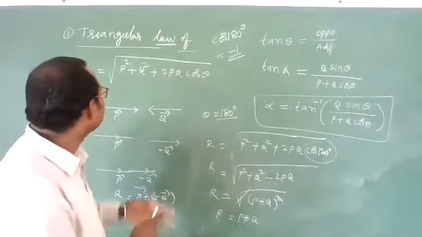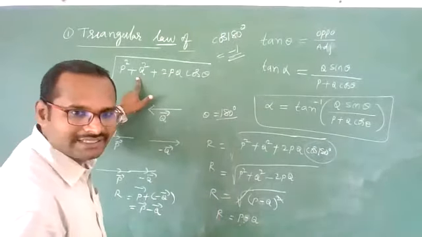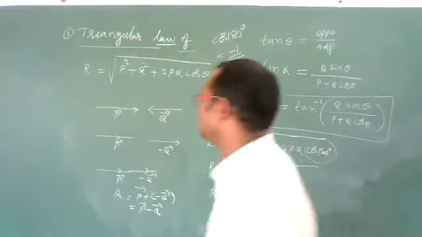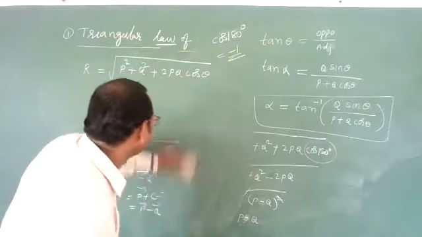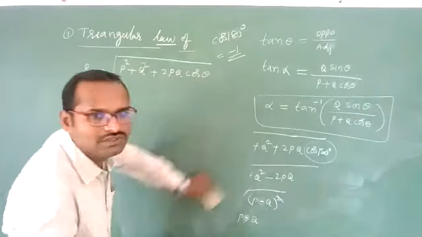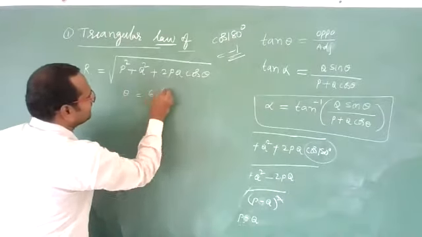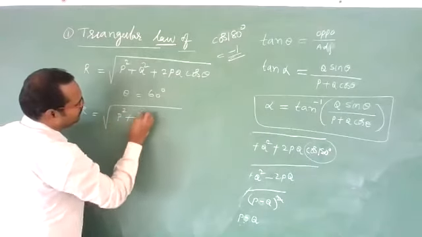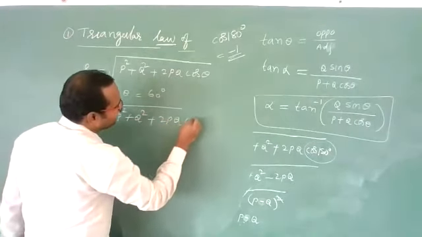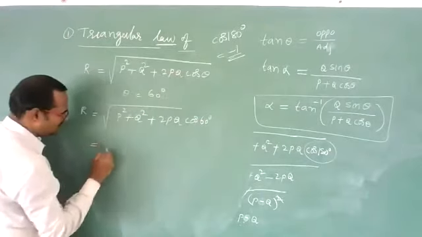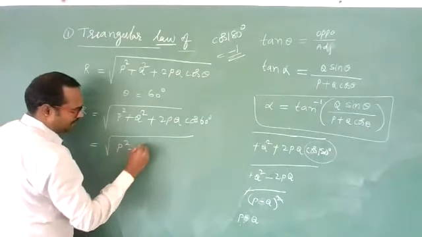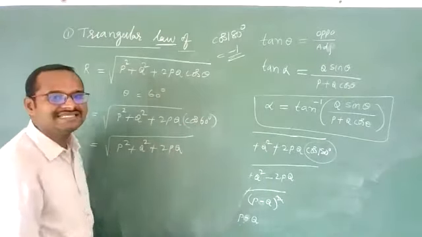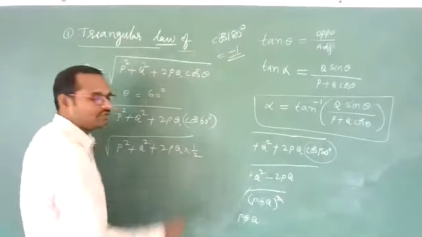This result, whatever we have taken, is perfect. Now let us suppose two vectors are making a 60 degrees angle. Then what happens? Let us see. Let us suppose these are two vectors p and q, and the angle between them is 60 degrees. Then the resultant will become root of p square plus q square plus 2pq cos 60. Cos 60 degrees is 1 by 2. Do you remember that?